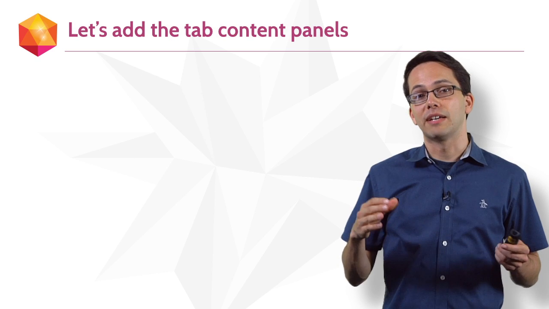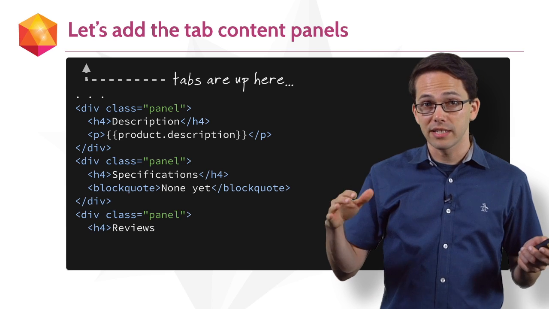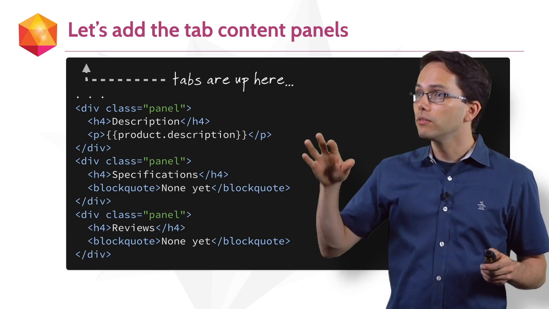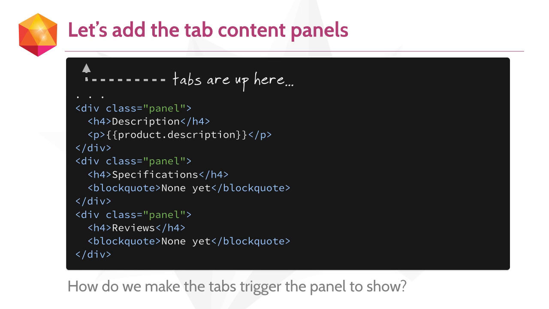Now that we have the tab navigation figured out, we need to create the tab panels. You know where the content for the tab goes? So let's flesh that out. As you can see here, content in each of them. But how do we get the proper panel to show up when we click on that corresponding tab navigation?